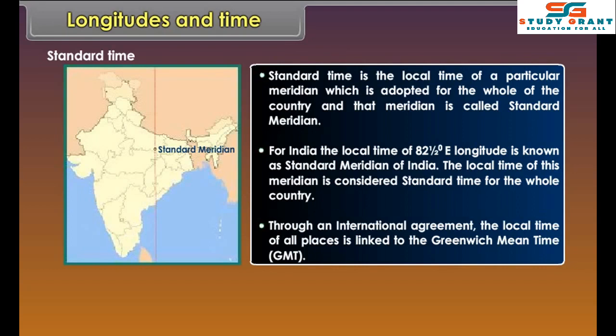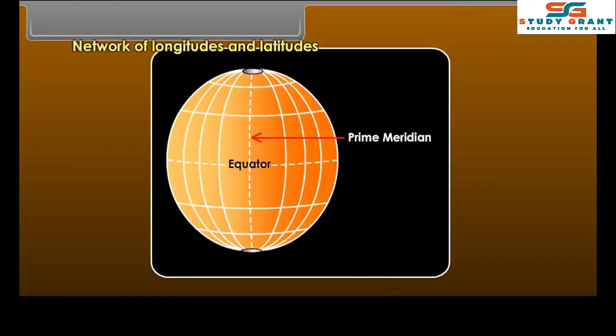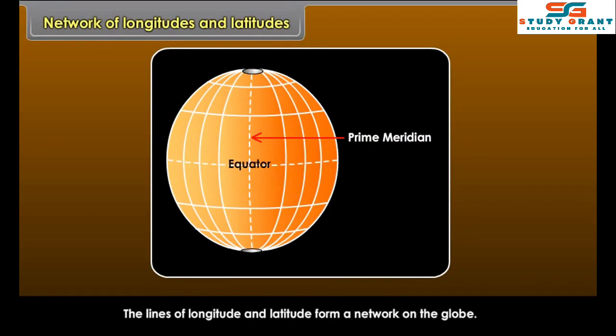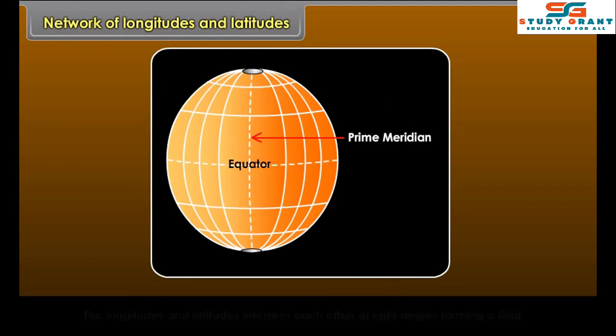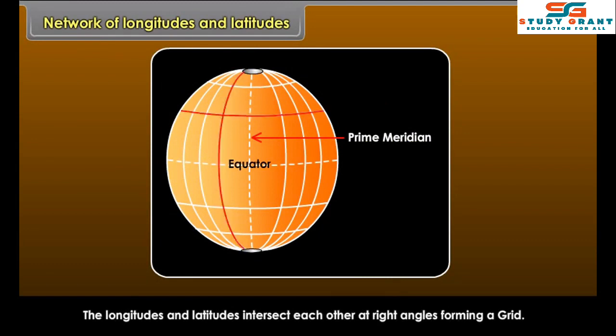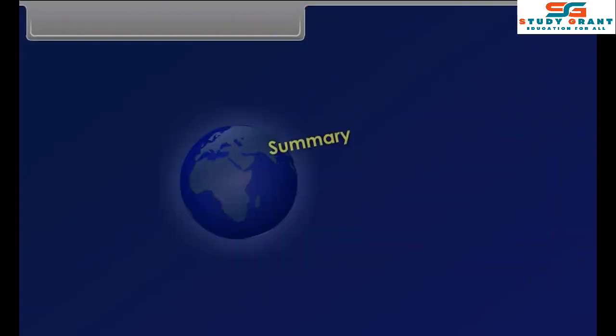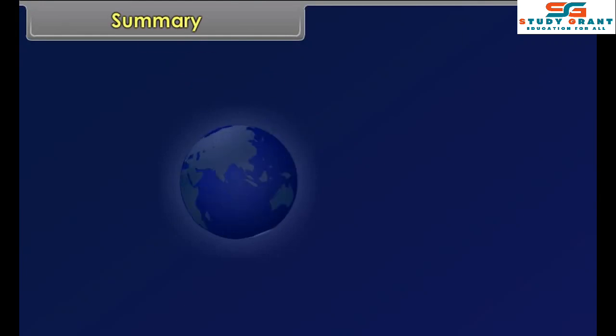Standard time. Standard time is the local time of a particular meridian which is adopted for the whole of the country, and that meridian is called standard meridian. For India, the local time of 82.5 degrees east longitude is known as standard meridian of India. The local time of this meridian is considered standard time for the whole country.